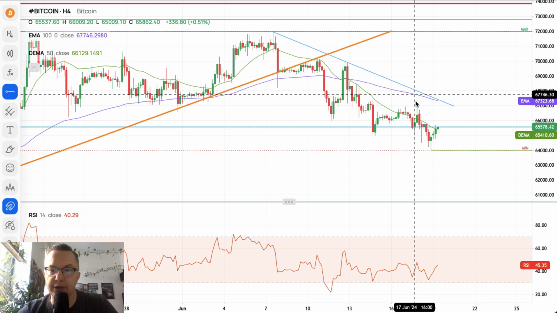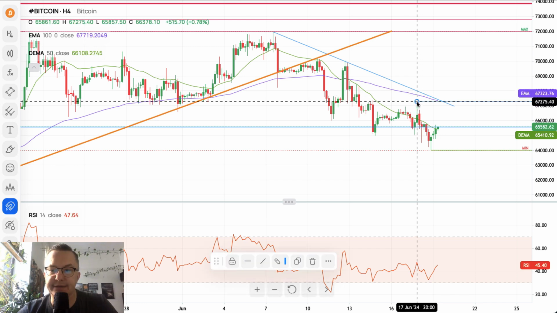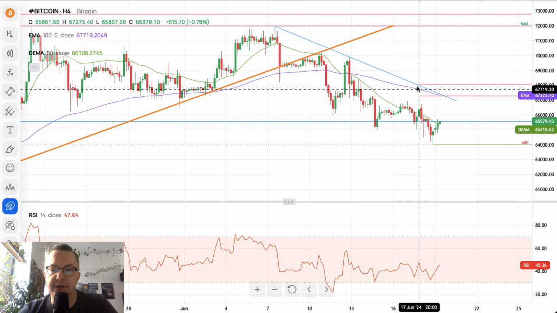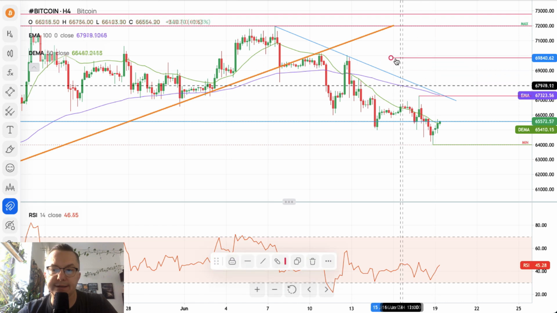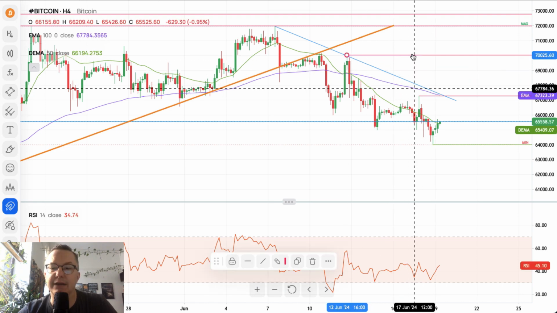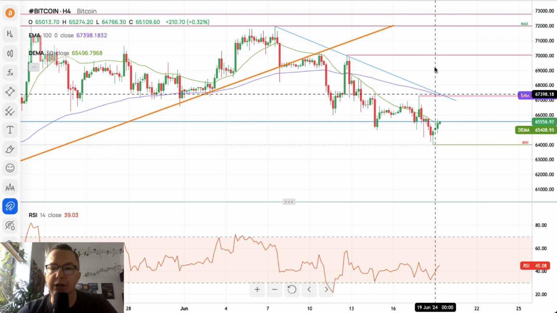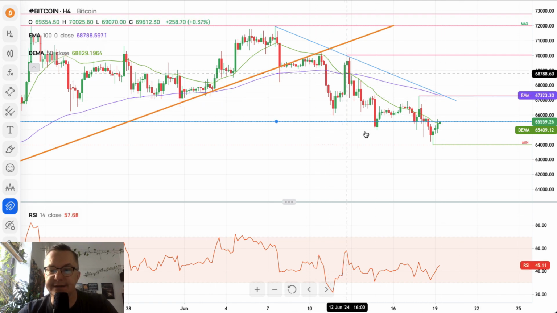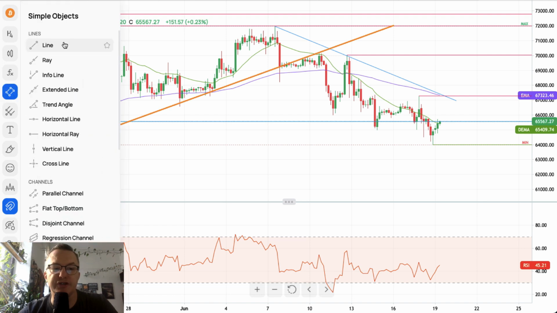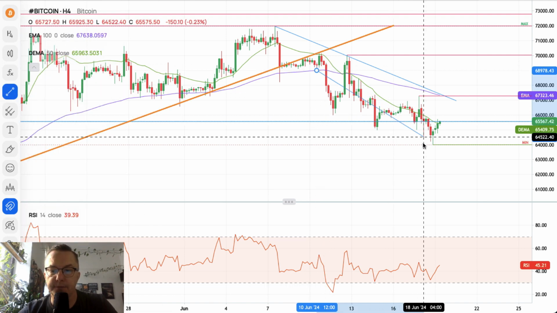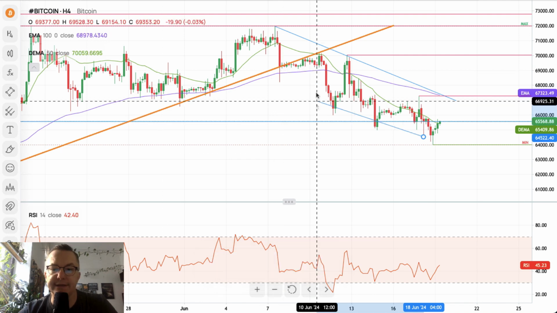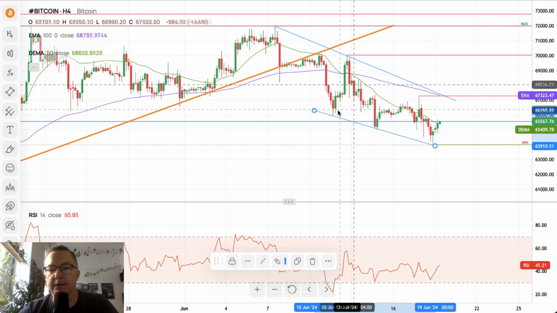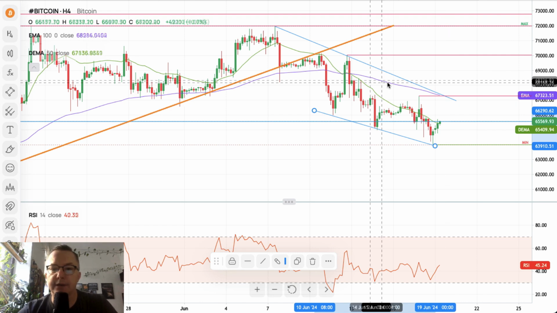Let me just point out the major technical levels. 67,275 is the technical resistance, and of course we got the level of 70,025 dollars as the next major technical resistance. This situation here might look a little bit, just a little bit, like a wedge. If we connect this line here, kind of a wedge, kind of a channel-ish situation here.